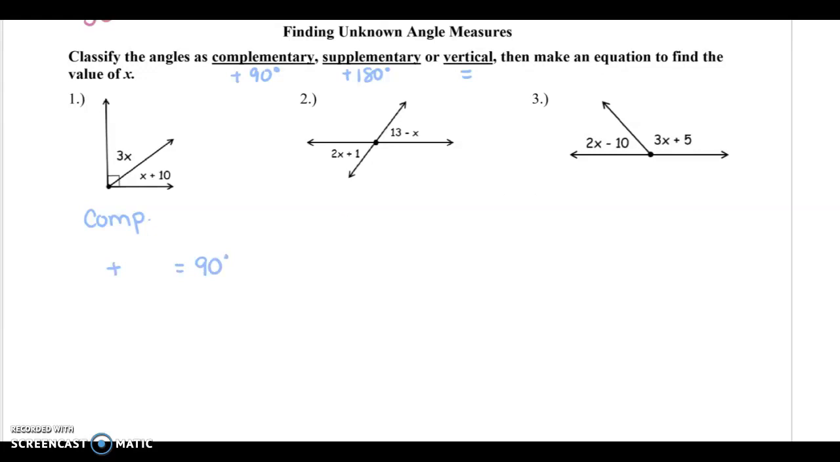These are vertical angles, okay? So they are going to be equal to each other. Let me do that actually in a different color. So these are vertical angles, so they're going to be equal to each other. Whereas these angles here make a straight line, so these are going to be supplementary angles. They are going to add to equal 180. So that's how we're going to be setting up our equations to find the value of x.